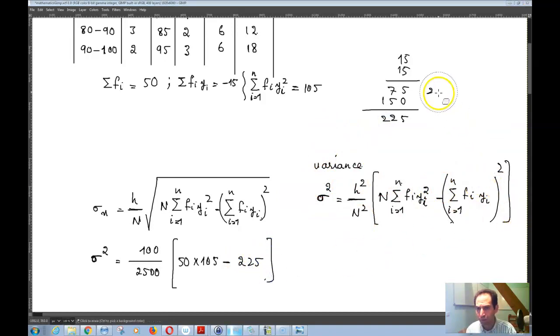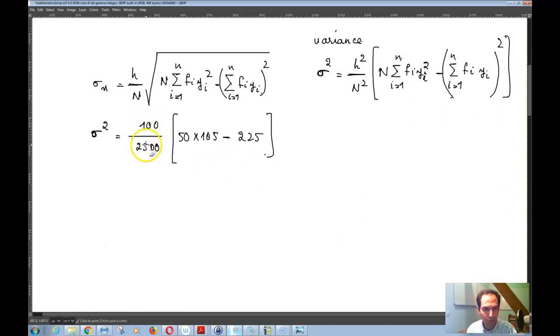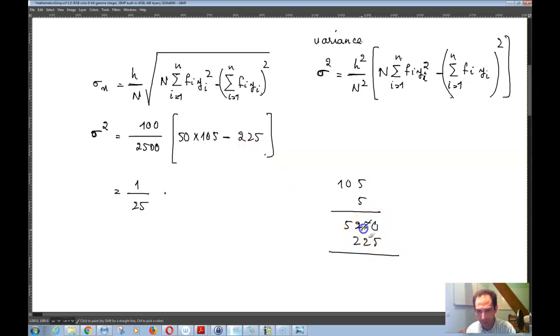And so then this value is going to be 1 over 25 times 50 times 105. 105 times 5 is equal to 525 with a 0, and subtract the 225 from that. You will get 5025. 5025 divided by 25.